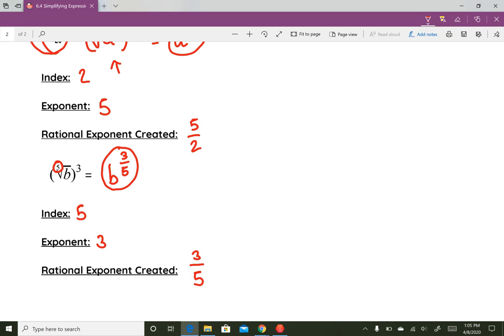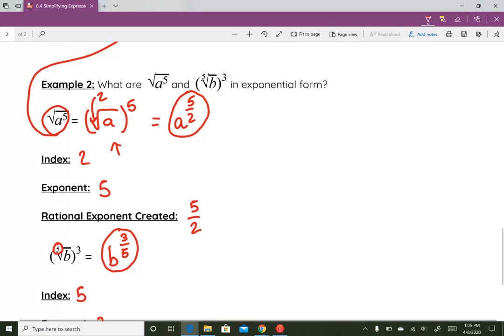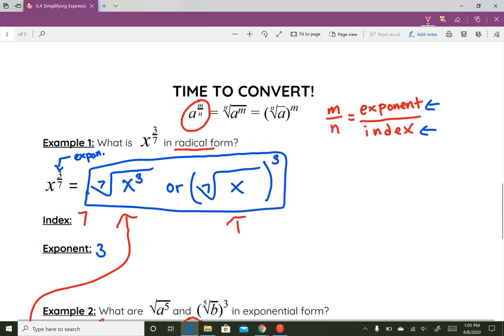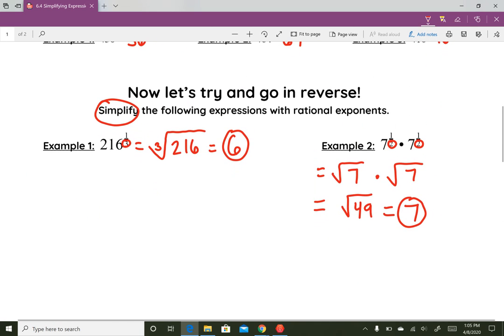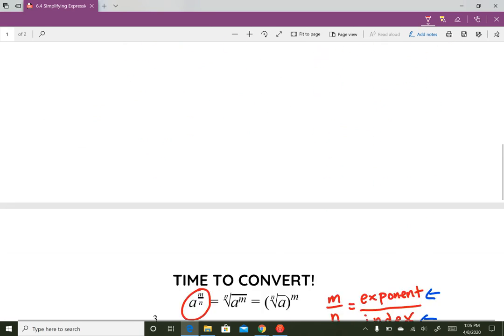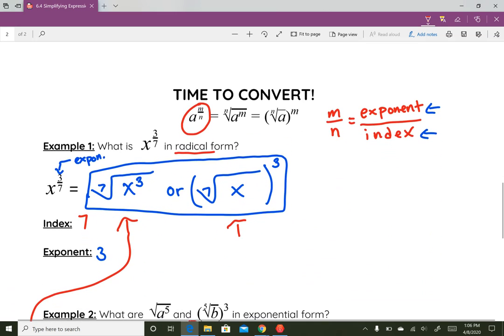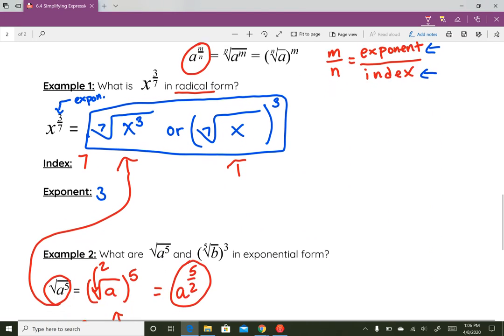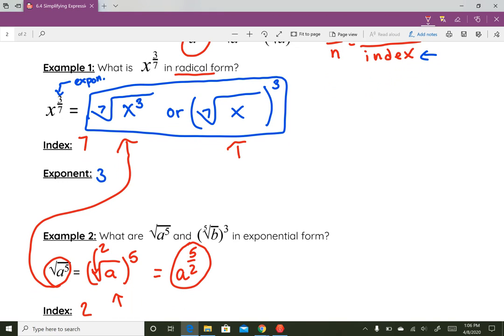All right, so just make sure you understand what you're looking for. You're either asked to simplify, which is what we did here, or you are going to be asked to convert from radical form to exponential form, or exponential form to radical form. So that's what we did in example 1 and 2.